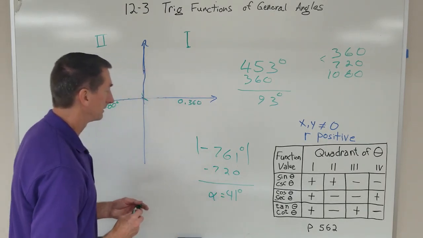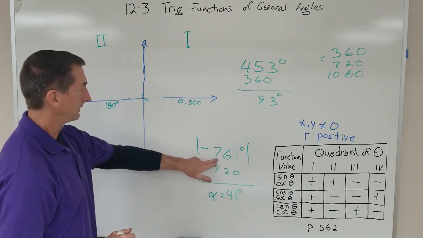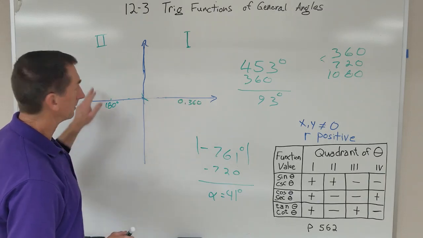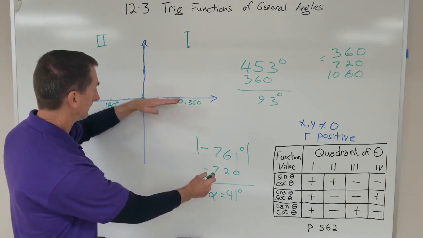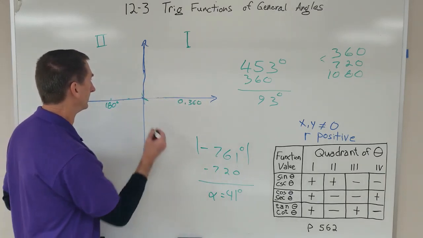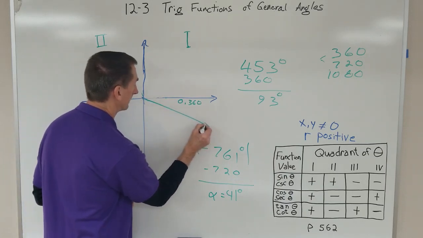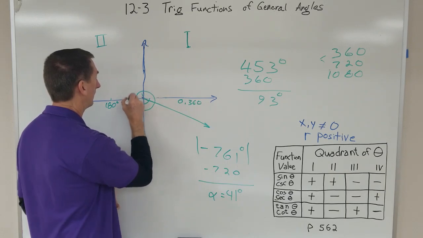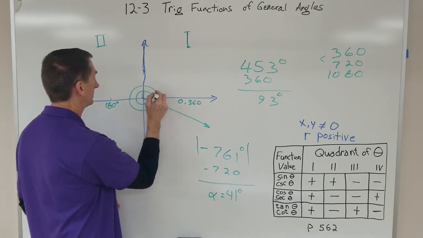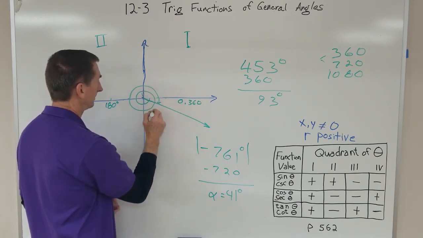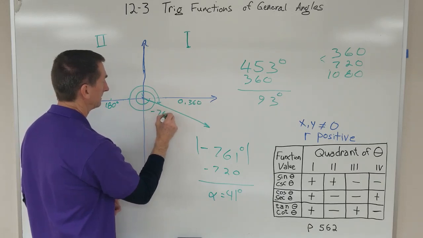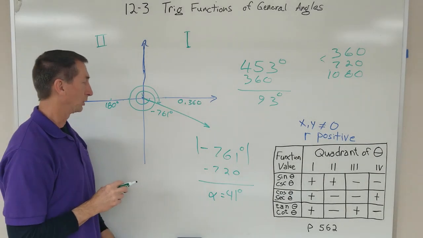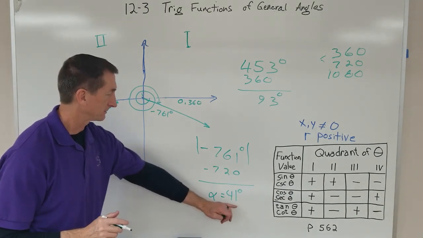Okay, so if I were to go negative 761, I'd be heading this direction. I'd go around once, I'd go around twice, and then I'd go another 41 degrees. So this right here, this is the negative 761 degree angle right there. Okay, but the reference angle is 41 degrees.